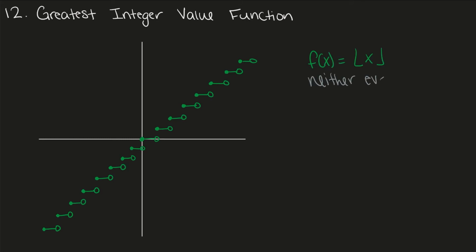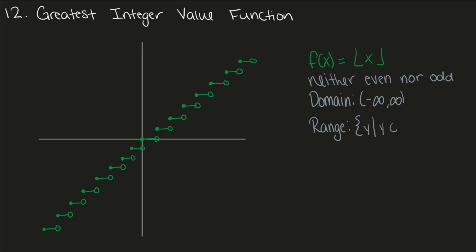This function is neither even nor odd. The domain is negative infinity to infinity, and the range is only integers. Y can only be an integer, which is why we denote the range this way. For our end behavior, as x goes to infinity, y also goes to infinity. We get infinitely big. And as x goes to negative infinity, y goes to negative infinity as well.